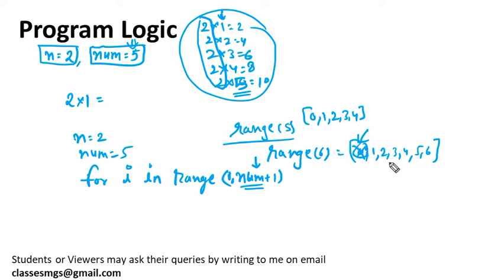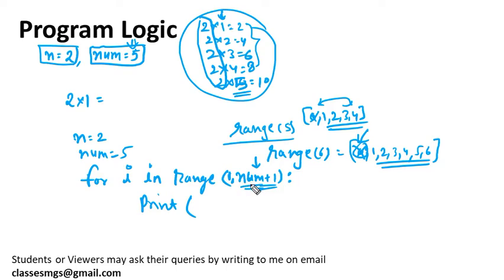So it will run 1 to 5. Otherwise it will return 1 to 4 numbers. If you don't pass number plus 1, then it will return you 1 to 4, so it will actually return you 4 multiples only. So that's why I have added number plus 1 here. You should know the concept. Now what you need to do, you just need to print the multiple.